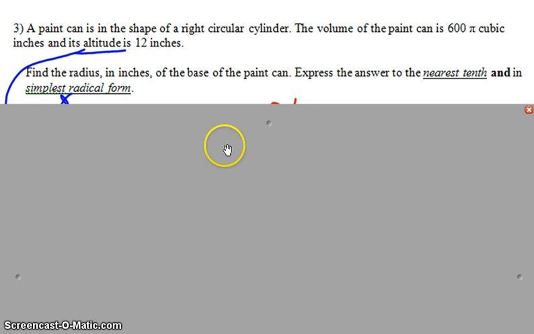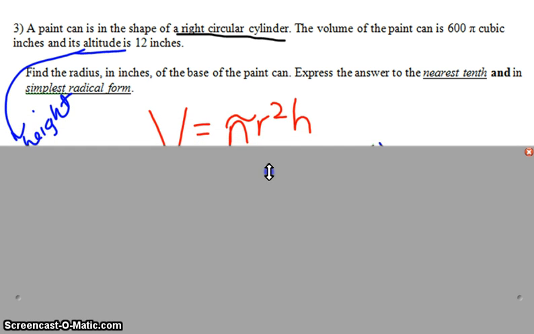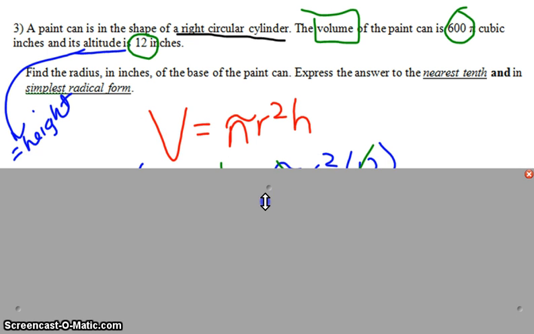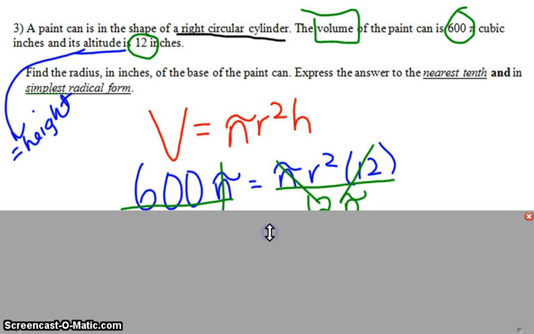Okay, so what shape are we talking about? We're talking about a right circular cylinder. And if you look at your reference sheet, you should see the volume of a cylinder is pi r squared h. Okay, so they give you the volume is 600 pi, and the altitude, or another word for altitude, is height, is 12 inches. So we're going to take those two numbers and substitute it into our formula.